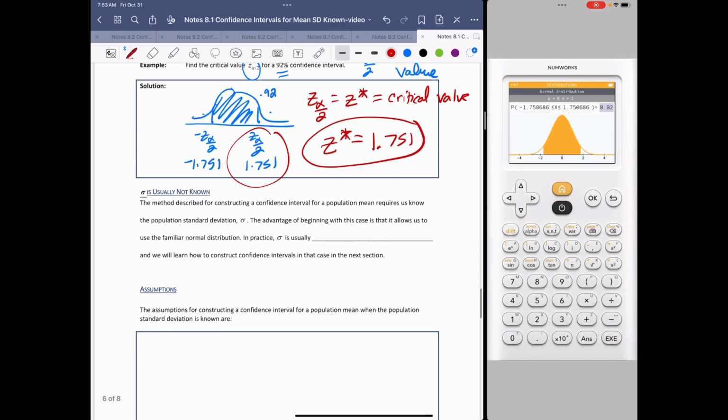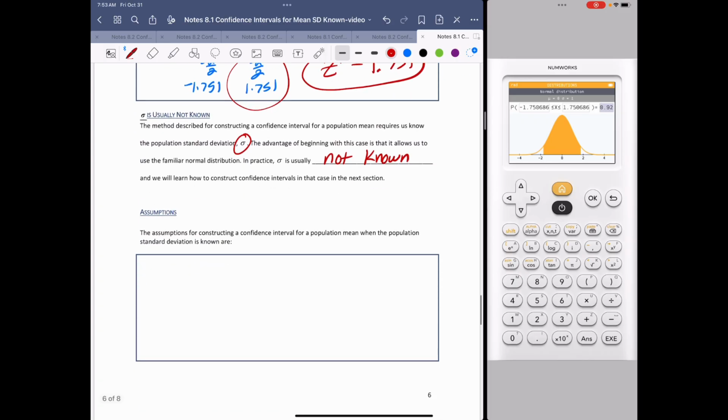Now, here's what we're going to get into in the next lesson, 8.2. What we just did describes constructing a confidence interval for a population mean, and it requires us to know sigma. Now, the advantage is we kept doing stuff with Z all day. So we were doing everything we did in chapter 7. In practice, sigma is usually not known. And that is what we'll get into next, what to do.